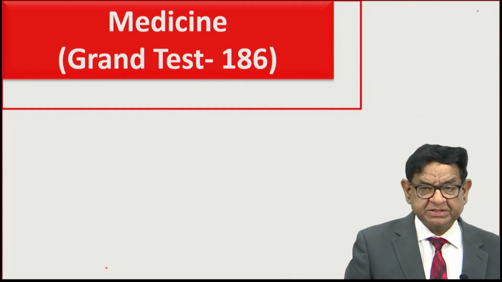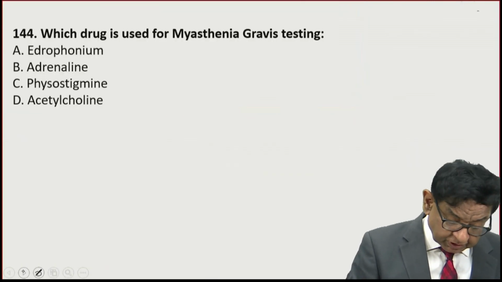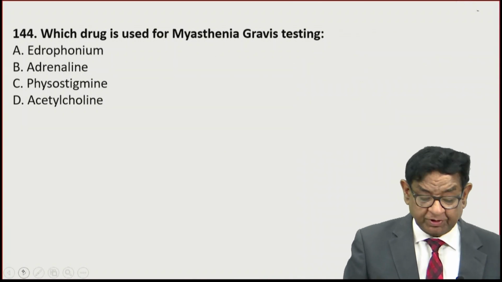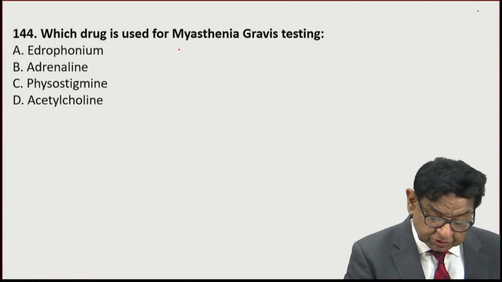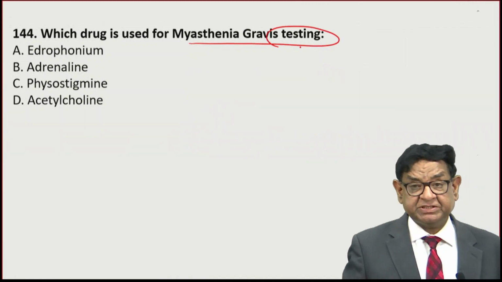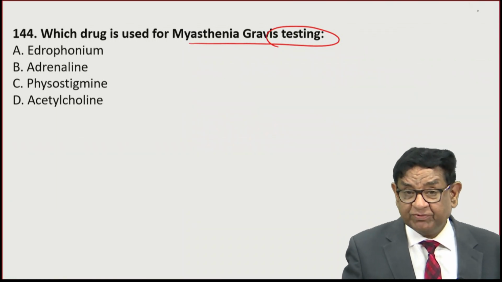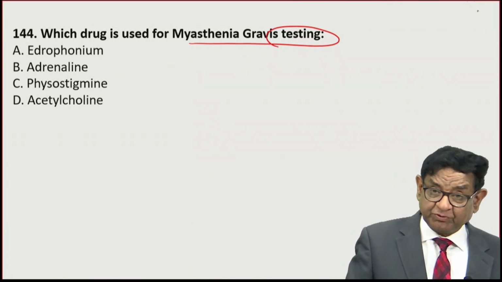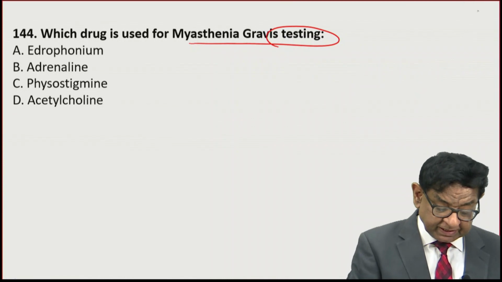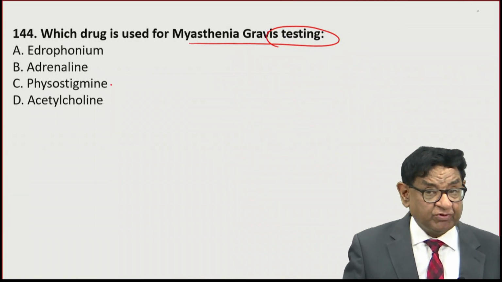Well, now I'll be discussing medicine questions of Grand Test 186. Now, question 144. Which drug is used for myasthenia gravis testing? Well, point to be noted, he's asking for testing, not for the treatment. If the question was for treatment, then the best answer was C, physostigmine. But he's asking for testing.